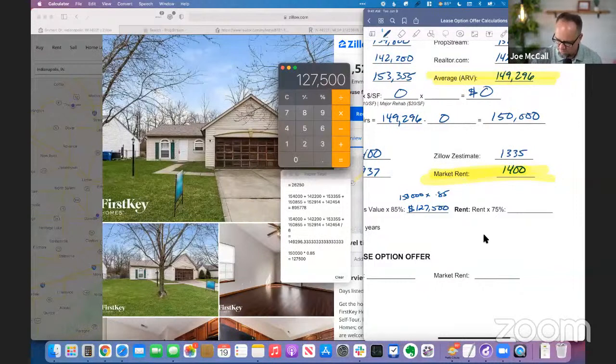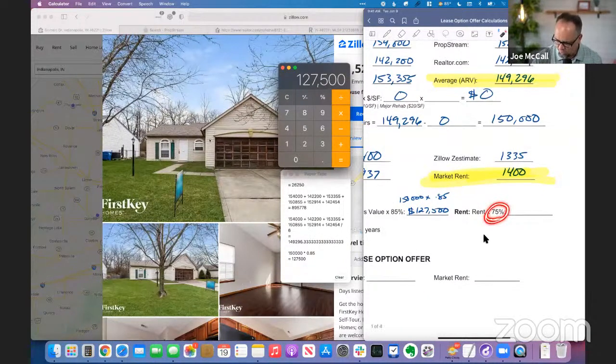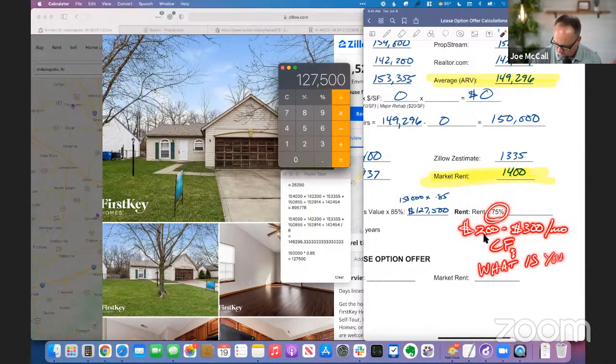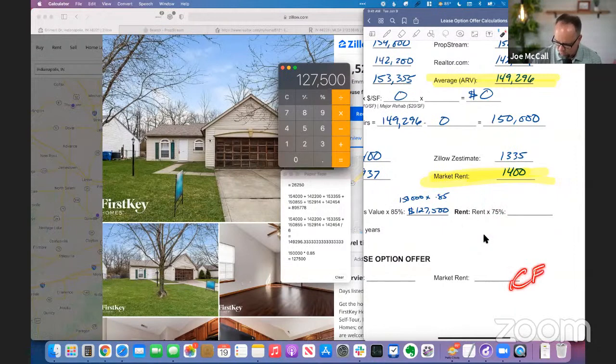And the rent, this is important to understand, we typically want to get at least $200 to $300 a month in cash flow. Okay. So you need to know before going into these deals what your minimum cash flow is. What's your minimum cash flow? For me, it's $300 a month.